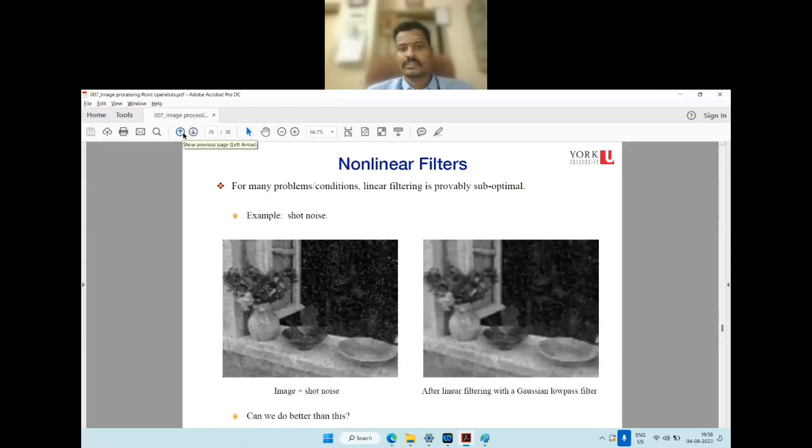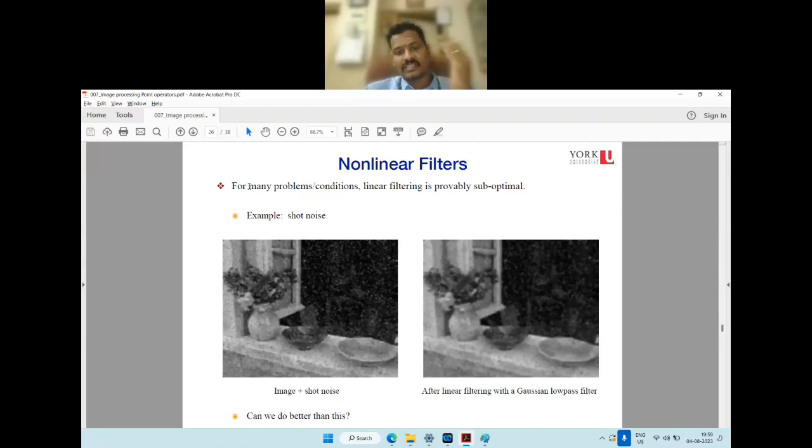Then coming to non-linear filters. In many real-time problems, you might have thought that linear filters are highly mathematical and will provide a more optimal result. But actually, the fact is the reverse. Linear filters are probably suboptimal, meaning they won't give you the optimal output, for example with shot noise. Actually, in image processing and computer vision, the efficiency of the filters is analyzed. Please listen carefully, a very, very important point.